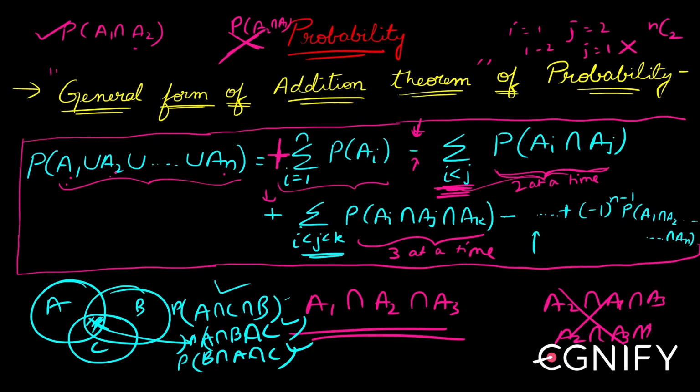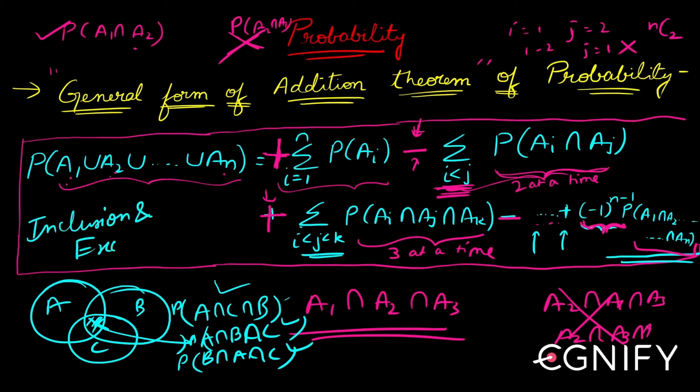Next we will take them 4 at a time, then 5 at a time. Finally, when we take them all at once, the coefficient will be minus 1 to the power n minus 1, right? I hope you are following what's happening here with the sign. You start with a plus, then a minus, then a plus again, then a minus again, and you keep going. Your final sign is decided by this, and your final term is when you take them all at a time.